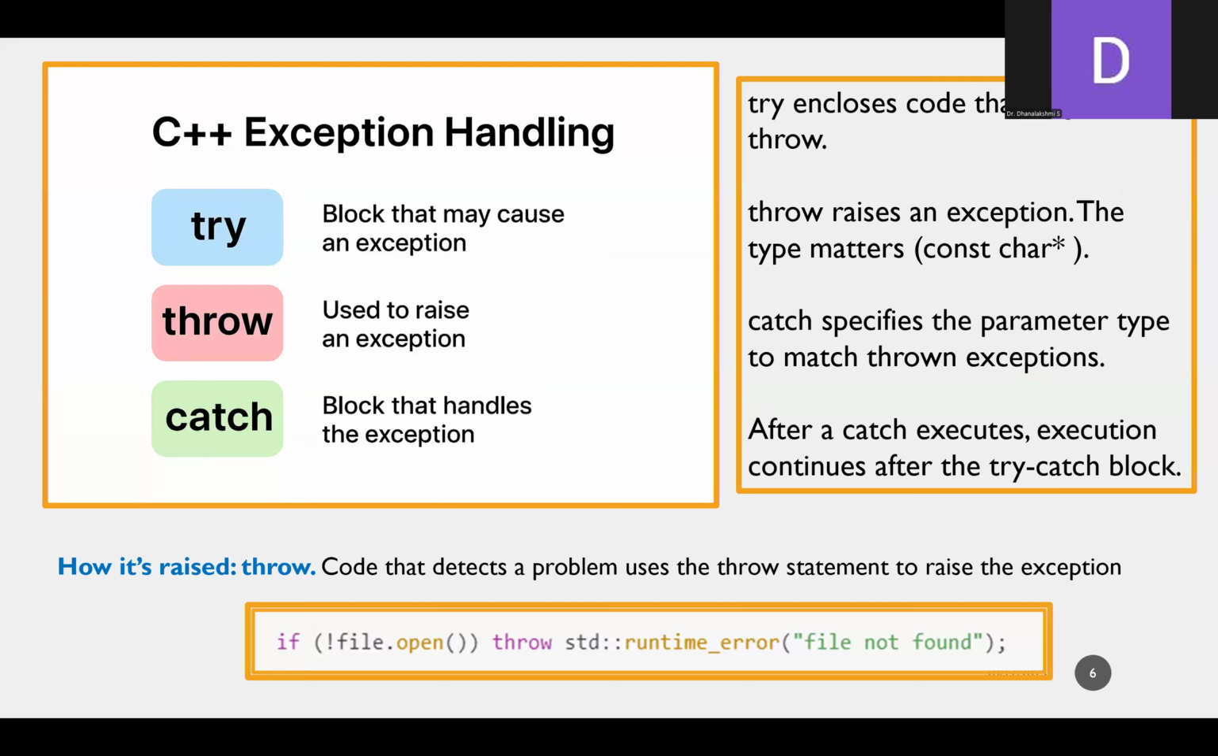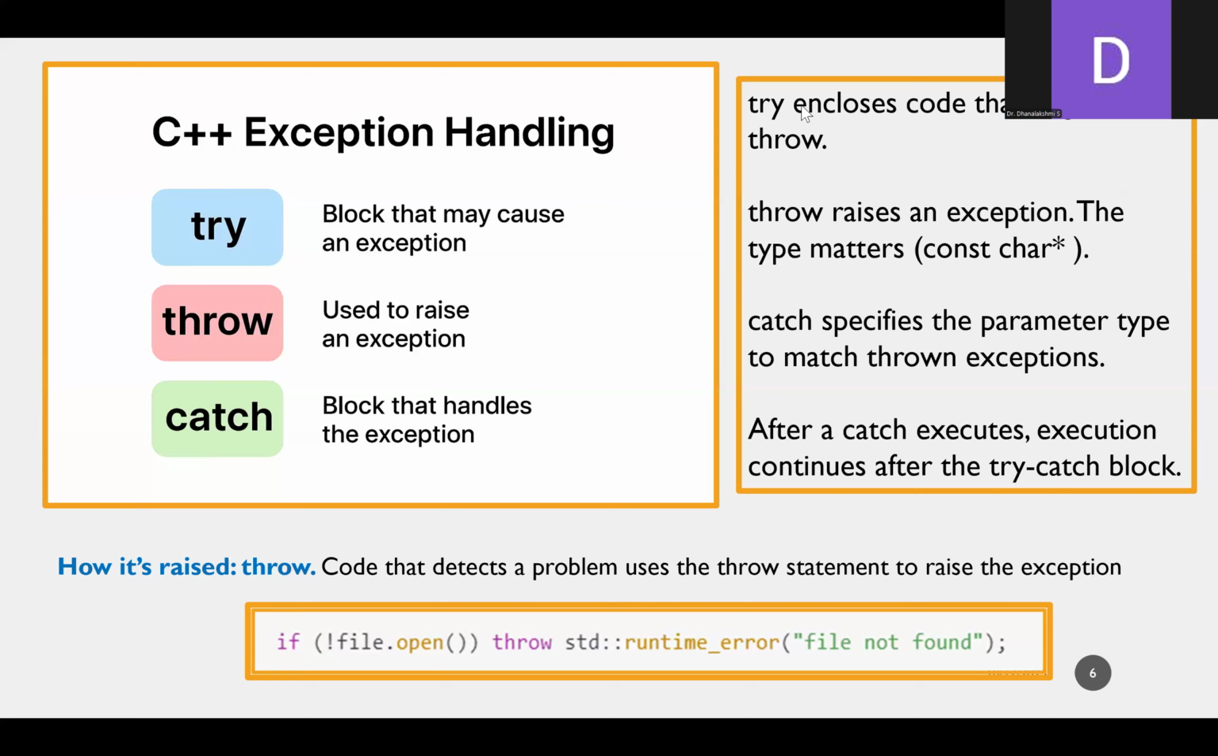So when I map this ATM analogy to C++ terms, try is like a normal ATM transaction being attempted. Throw is when something goes wrong and you give an error signal. And catch is when the ATM shows the error message and handles it gracefully, allowing the next customer to use it. That's called a catch. It is easy for you to write the code when you understand this.